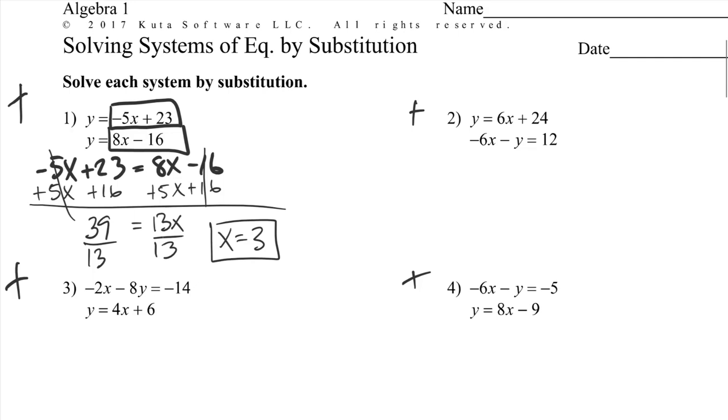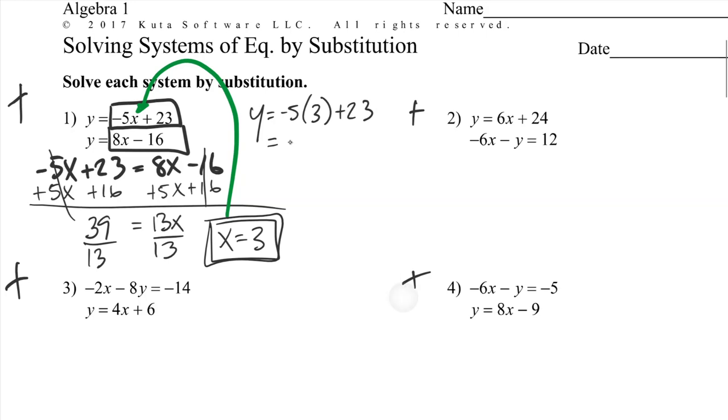So if x equals 3, the whole reason this is called substitution is now we're going to take that value and substitute it in for x into either equation. So I'm going to pick the top one. So y equals negative 5x plus 23, and we're substituting in our value of x, which was 3. So negative 5 times 3 makes negative 15 plus 23, and y equals 23 minus 15 makes 8. So that's the point 3, 8.